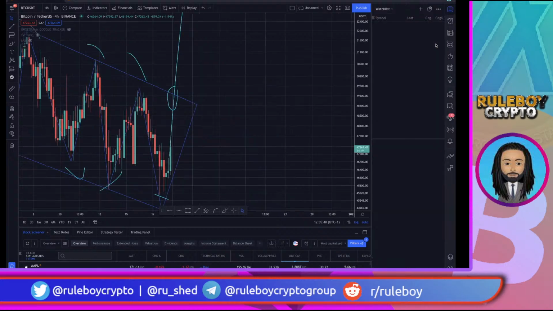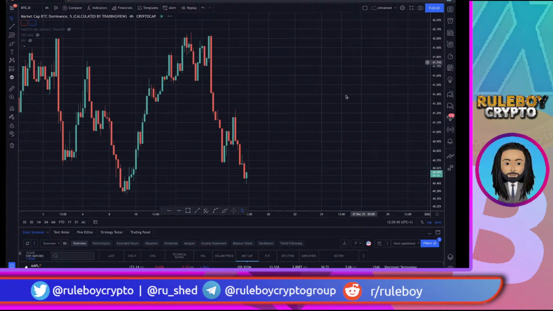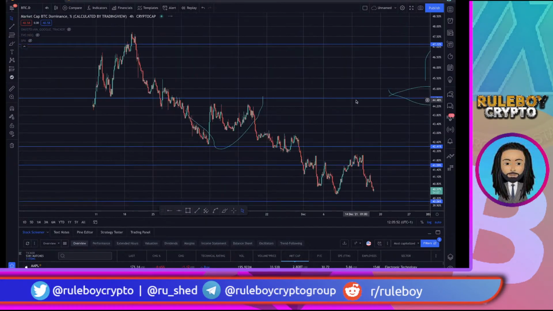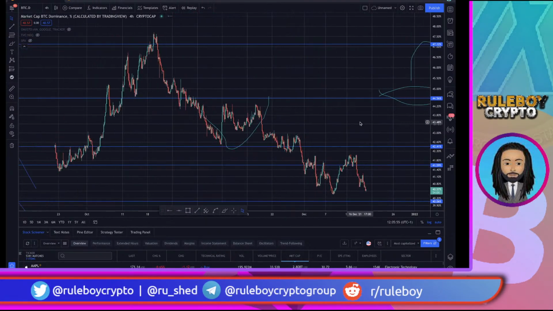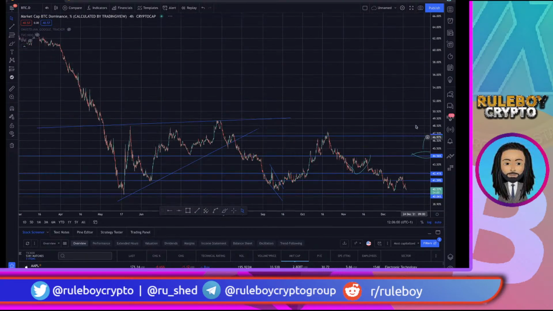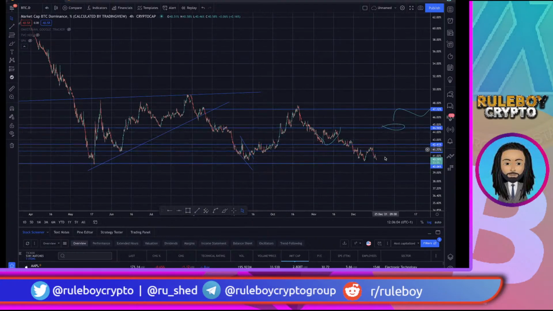Now let's look at just one more thing. Let's look at the dominance and see how it looks. Already on the 4 hours, the dominance is bearish. The dominance can still come below, to the 40% angle, trying to respect this level here.